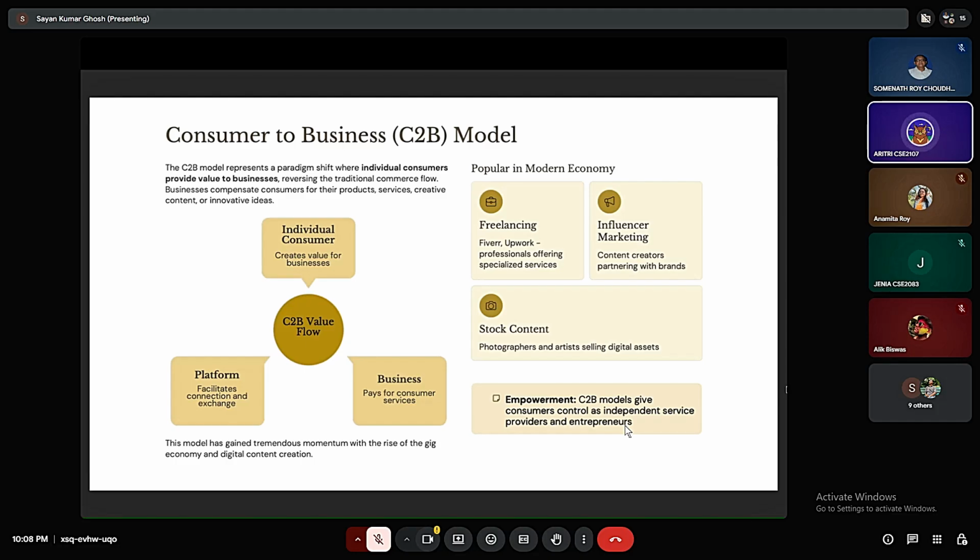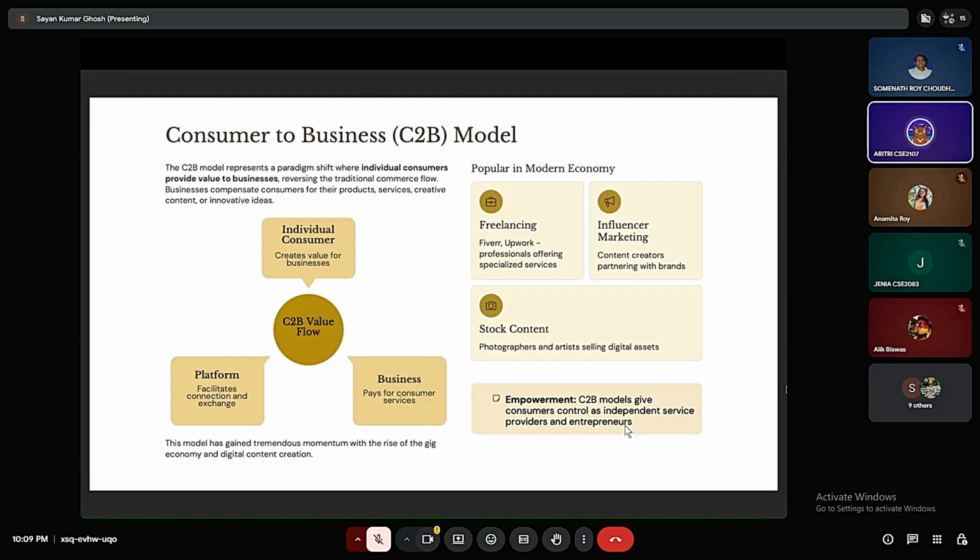In this model, there are three main parts. One is individual consumers who create the value, a platform which connects consumers and businesses, and businesses which pay for consumer services. This model is very popular in today's digital economy.